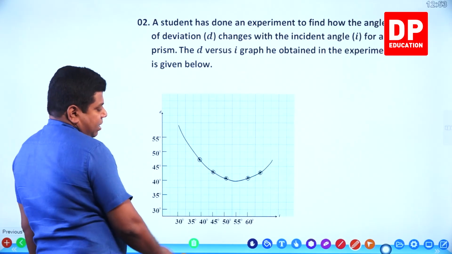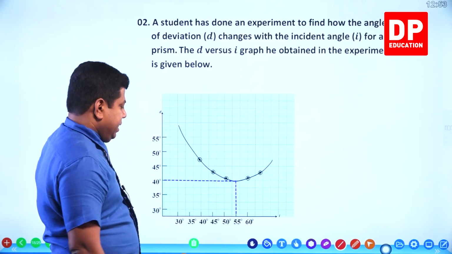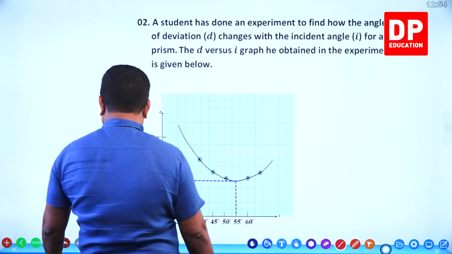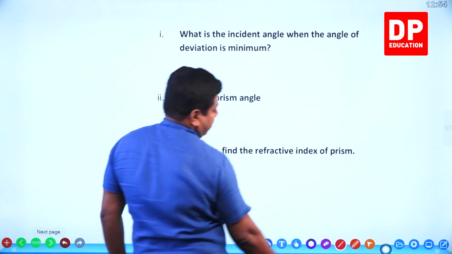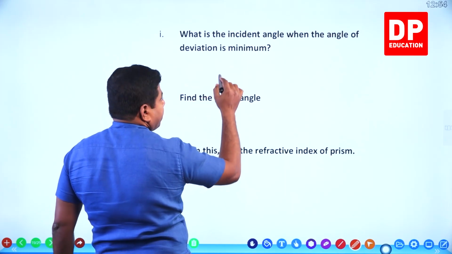You know, incident angle is here. This is where the minimum is. Minimum seems to be at 40. As per the scale, the incident angle is at 55 degree. So they are asking the incident angle, which is 55 degree.